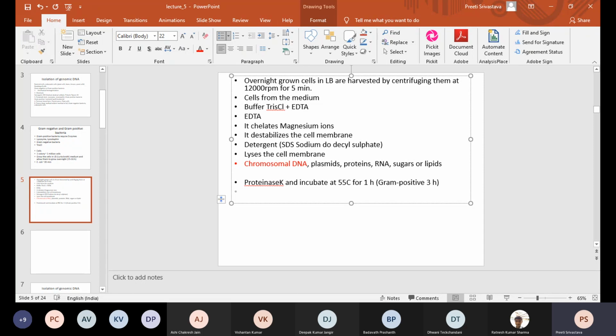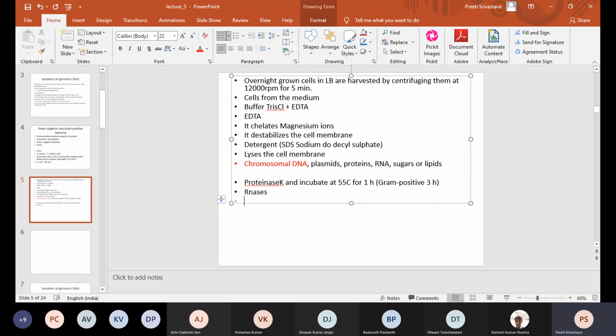So this will take care of proteins. It will denature the proteins. For removing RNA, we use what are called RNases. So RNases will remove RNA. Now you have plasmids, and you also have sugars or lipids. So how to get rid of them?